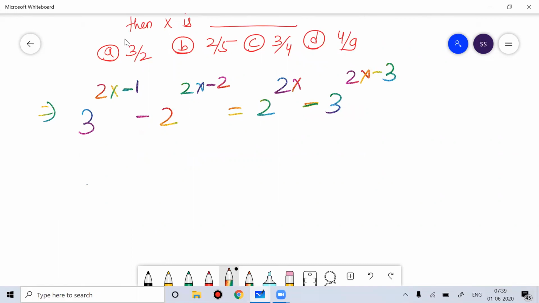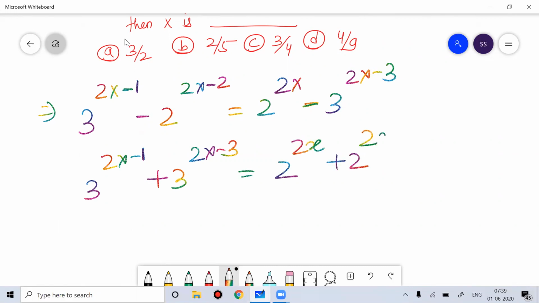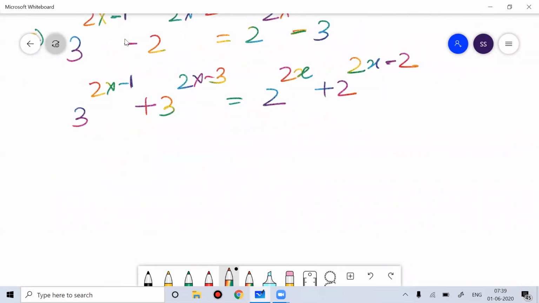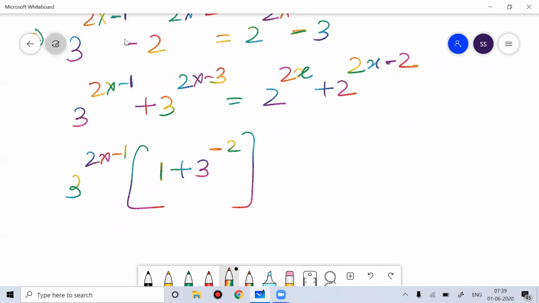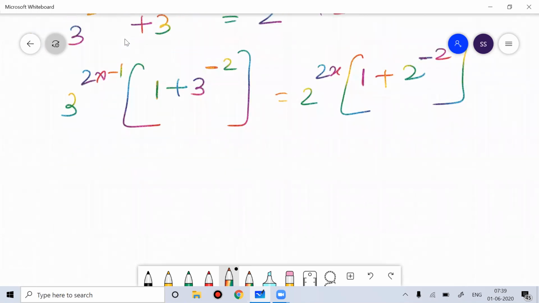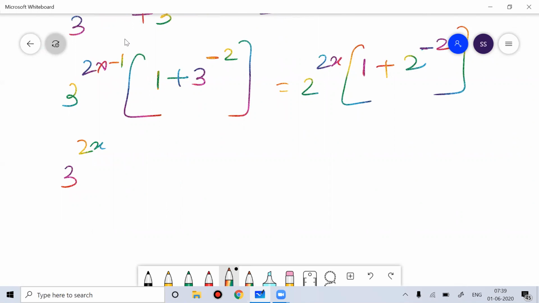If you bring like terms together, so 3 to the power 2x minus 1 plus 3 to the power 2x minus 3 is equal to 2 to the power 2x plus 2 to the power 2x minus 2. So take anything common, doesn't matter. 3 to the power 2x minus 1, if I take common, that would be 1 plus 3 to the power minus 2. So here if you take 2 to the power 2x common, it will be 1 plus 2 to the power minus 2.